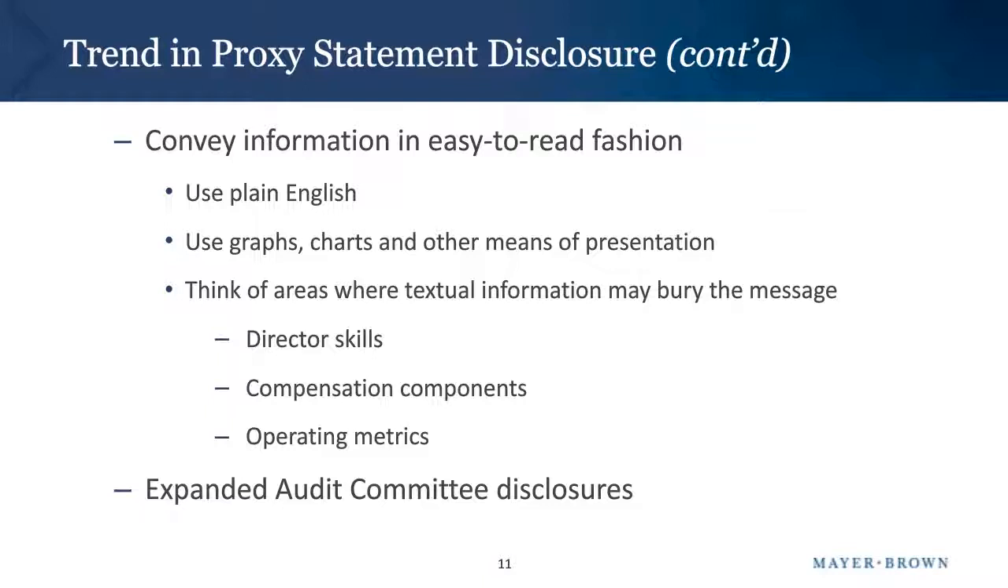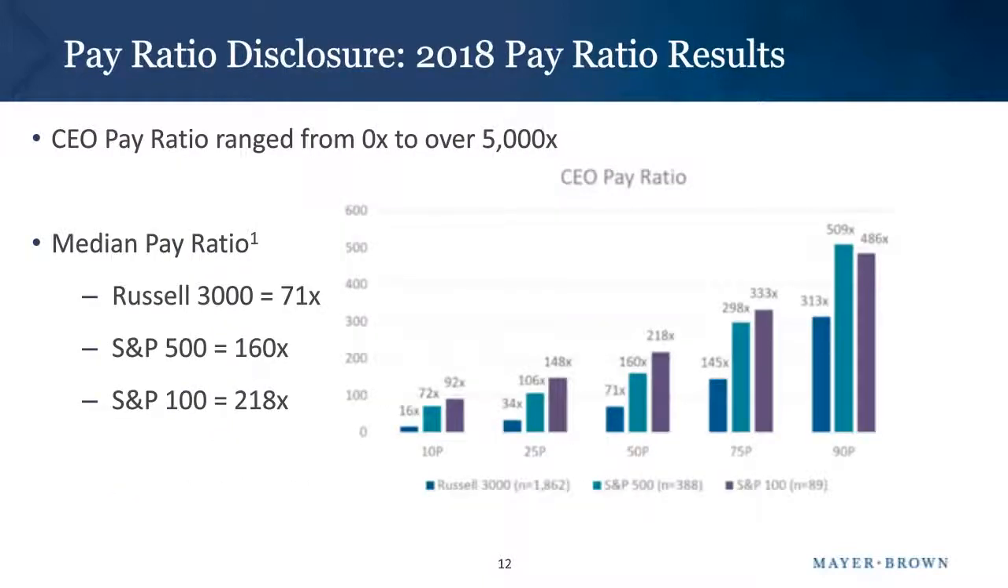Jumping right into the first slide, you'll see that larger cap companies are reporting higher pay ratios. Looking at the Russell 3000, the S&P 500, and the S&P 100 indices, that's mostly consistent at all points from the low end to the high end of the range. The median CEO compensation for the Russell 3000 is about 71 times that of the median employee. For the S&P 500, the median is about 160 times that of the median employee, and for the S&P 100, it's about 218 times that of the median employee.